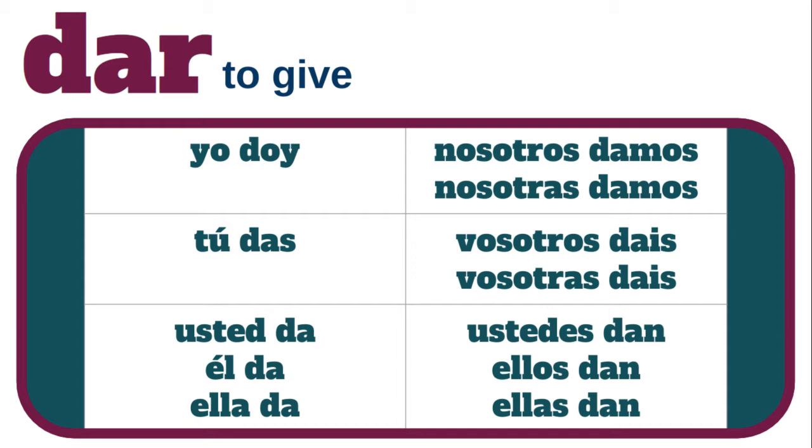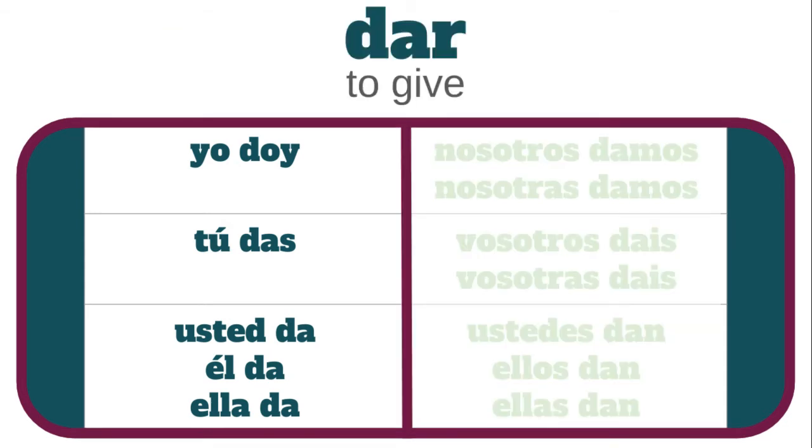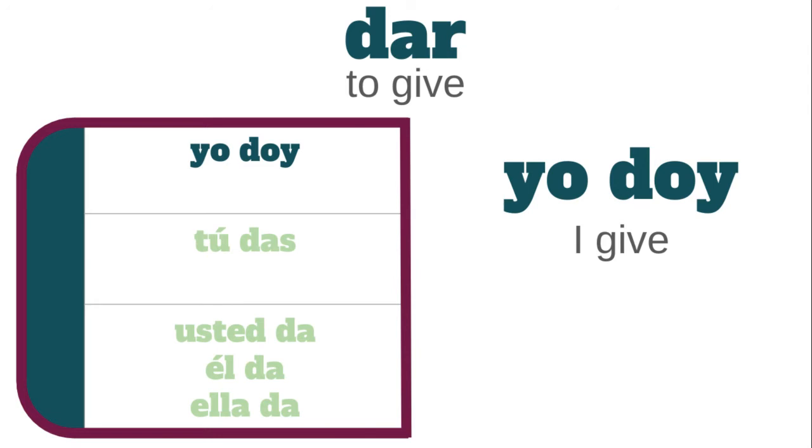This chart shows the six forms with the pronouns that they're used with. Yo doy, tú das, usted da, él da, ella da, nosotros damos, nosotras damos, vosotros dais, vosotras dais, ustedes dan, ellos dan, ellas dan. And we will take these one at a time, starting with the left side of the chart, which has the singular forms like usual. So the first form is yo doy, and that means I give.